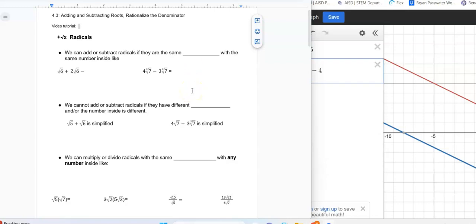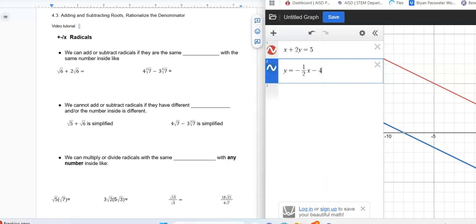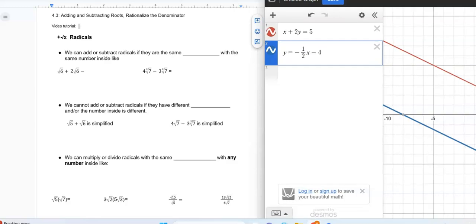Hi everybody, here is the video about 4.3, which is about adding and subtracting roots, which can happen, and rationalizing the denominator. Okay, so let's talk about adding and subtracting radicals. Now, radicals or square roots are a multiplying, dividing thing. Like square root of 16 is 4 because it's 4 times 4, so it's a multiplying thing. But you can add and subtract them, but there are conditions, meaning you can only do it sometimes.